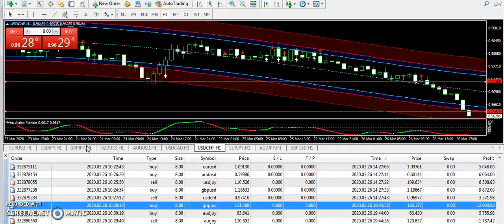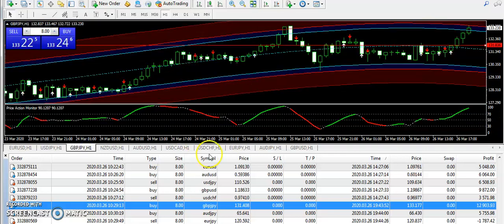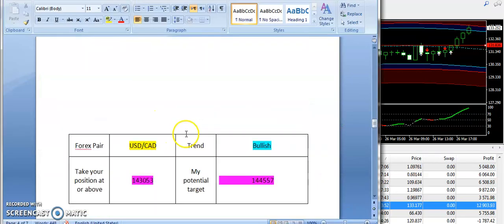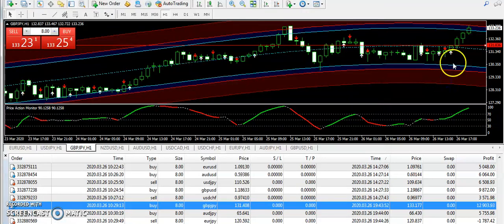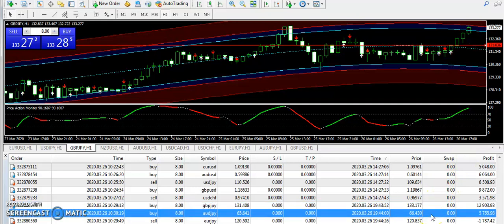Okay, now let's talk about Great Britain Pound JPY. So guys, you can see we have seen strength today on GBPJPY, and we predicted the upward trend from 131.836, with 135.332 as the target price. However, due to the slow momentum, the target price is not met, but overall you can see right from the entry, GBPJPY has moved up and we are extremely successful in this trade.